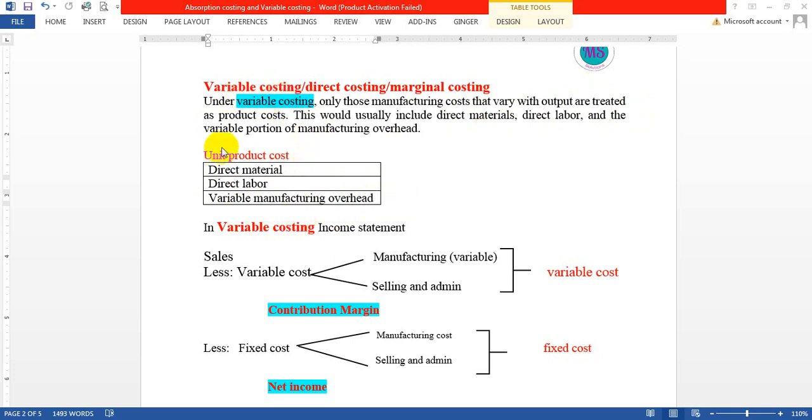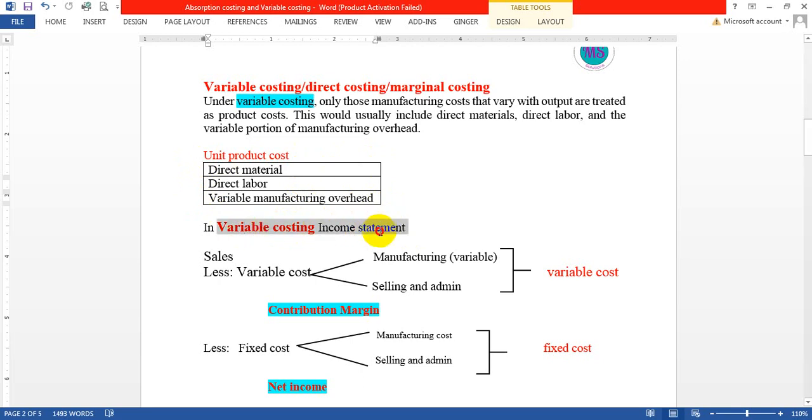Okay, and the variable costing would usually include direct material, direct labor, and the variable portion of the manufacturing overhead. If I want to calculate unit product cost, I add direct material, direct labor, and variable manufacturing overhead, right? We will take these three elements. Variable costing, we know, is based on the contribution format income statement.